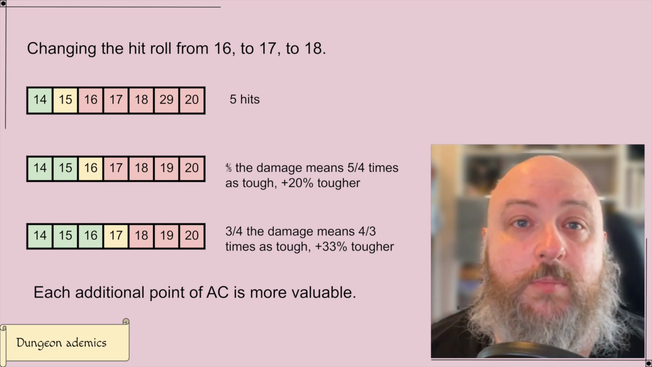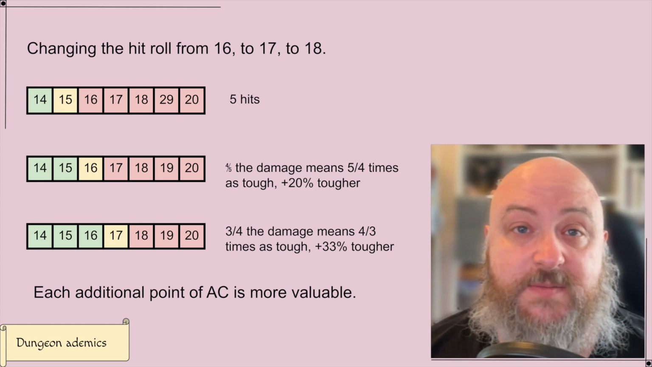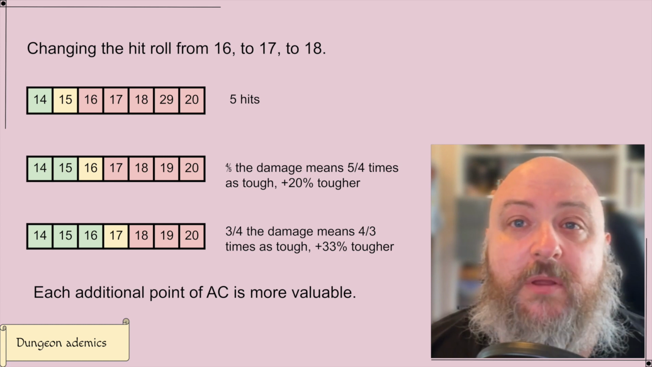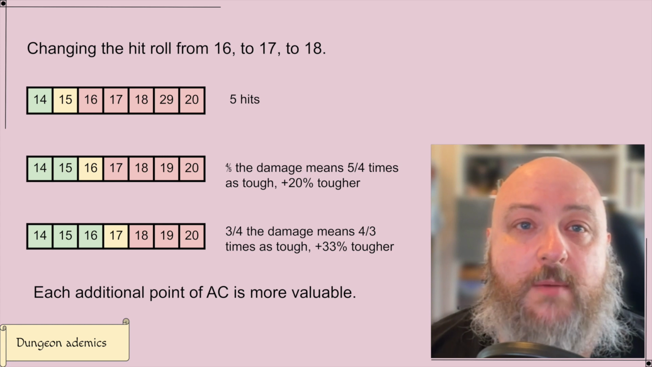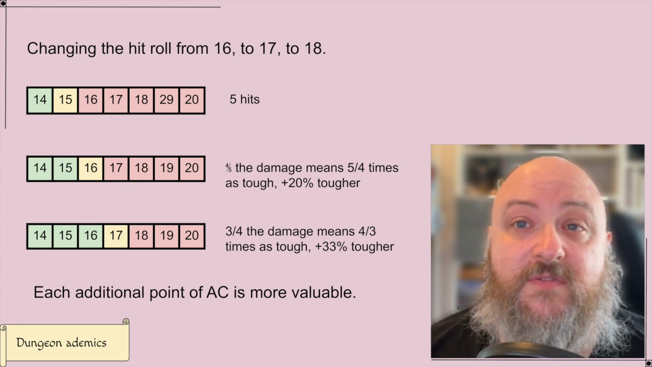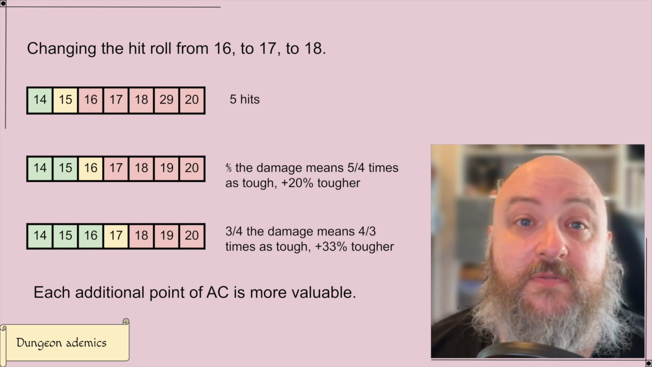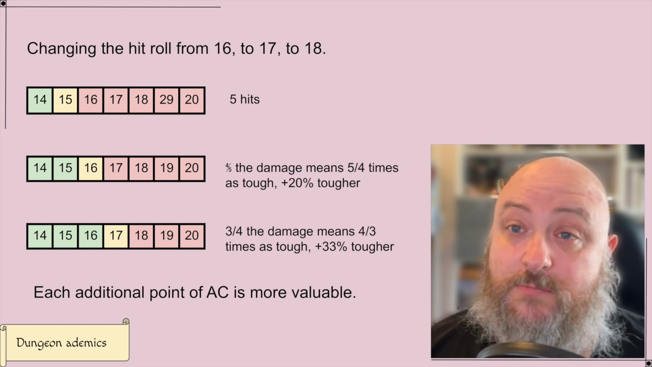Each additional point of armor class is proportionally more valuable, creating a higher and higher return on any investment. Moving from AC 12 to 13 is good, but going from 19 to 20 is phenomenal. Increasing your armor class can be highly addictive, knowing that each step is going to feel even better than the last. We have mathematically proved that with armor class, higher is better, and more higher is more better.